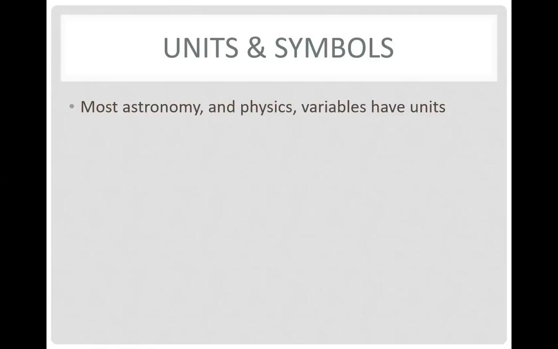Okay, so this is the first half of chapter 1. Now we're going to focus on the second half of chapter 1. And when it comes to the second half of chapter 1, the first thing we're going to be looking at is this idea of units and symbols. And what we're going to say is that most astronomy, and again for the first several chapters, physics variables have units. The reason why is that without units, the variable has no context.